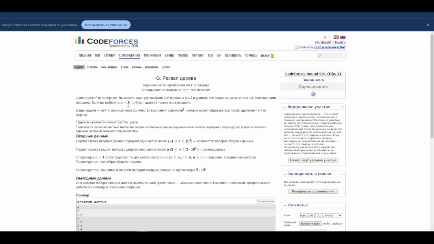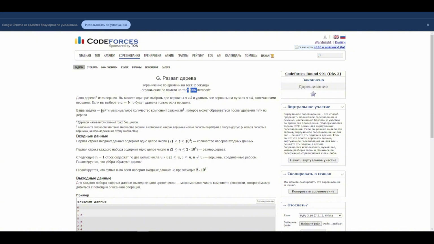Today we have the G3 Diva problem. The problem is called tree destruction. The time limit for the test is 2 seconds. The memory limit is 256 MB. You are given a tree with n vertices. You can choose two vertices A and B and remove all the vertices on the path from A to B, including A and B themselves. In this case, A can be equal to B, meaning it can be the same vertex.